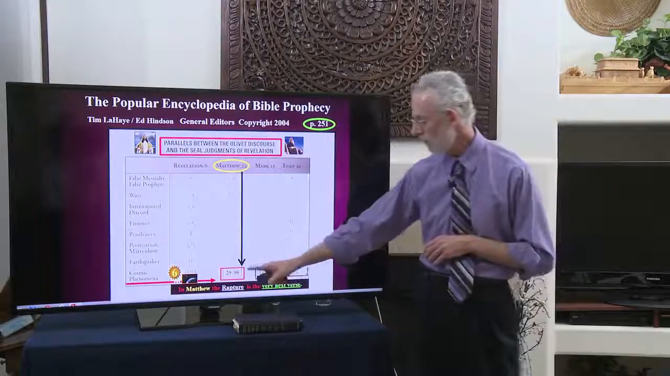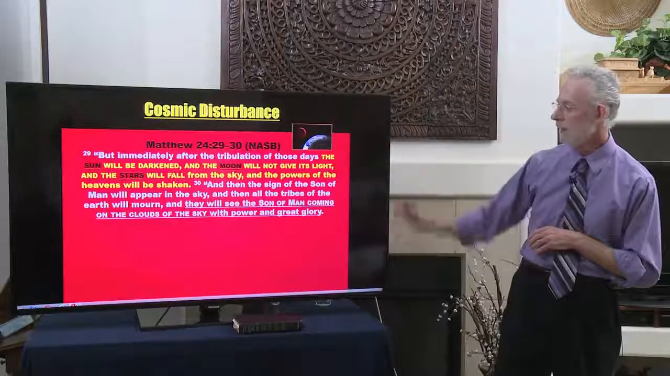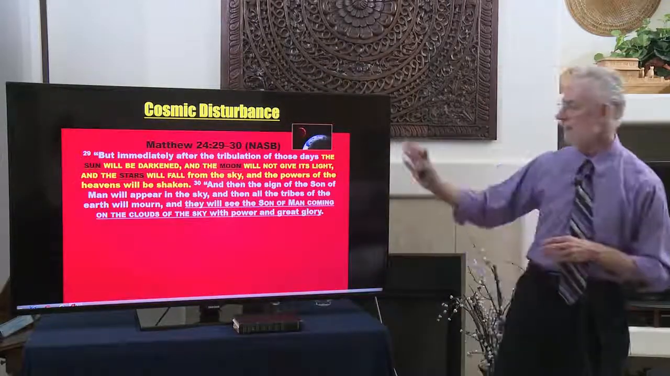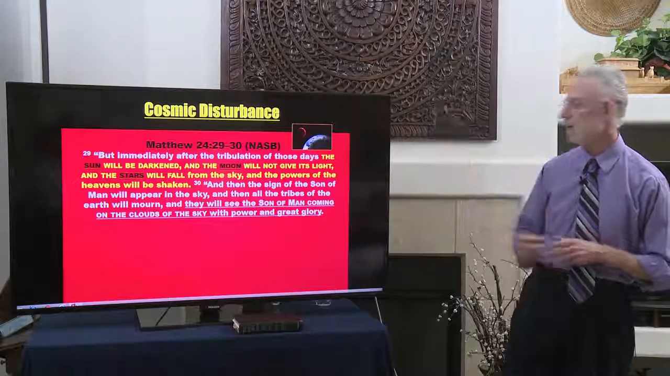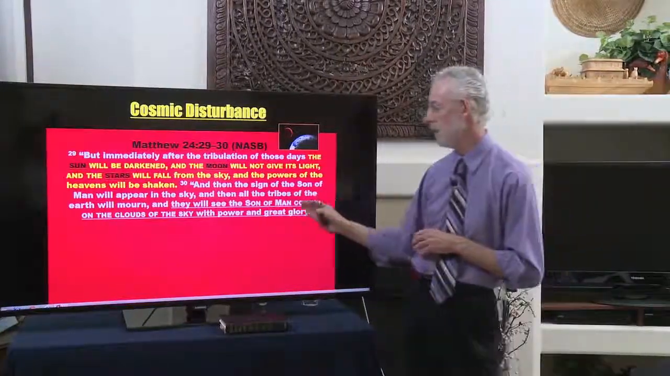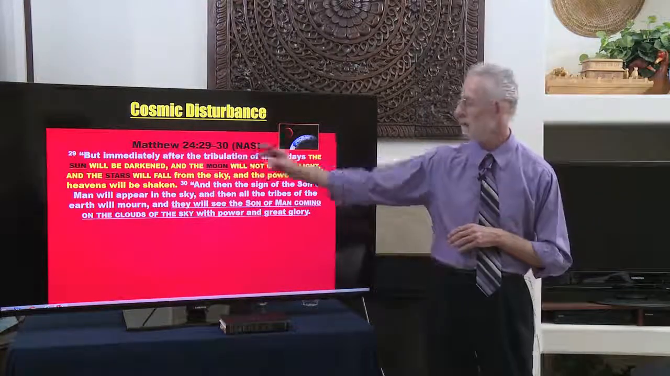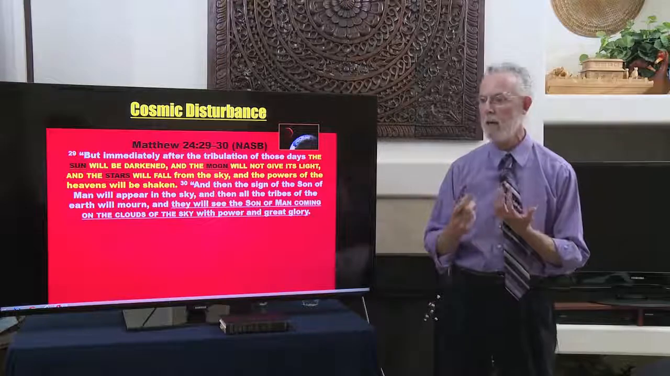We're going to go to Matthew 24. I'm going to take you back to those two verses, verses 29 and 30. All right? You with me? Here we go. Immediately after the tribulation of those days, the sun will be dark and the moon will not give its light. The stars will fall from the sky and the powers of the heavens will be shaken. Jesus said, then they'll see the Son of Man coming on the clouds of the sky with power and great glory. The sun, moon, and stars is going to go dark. Jesus is going to break through that with power and great glory.